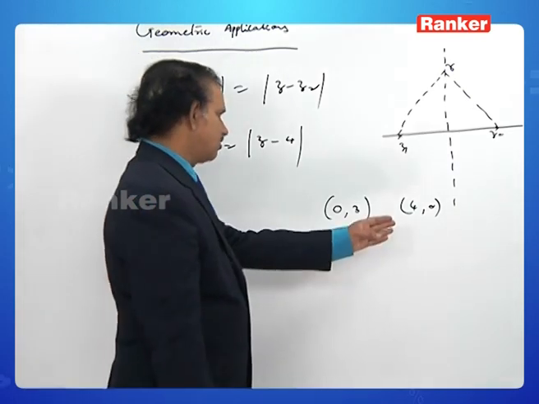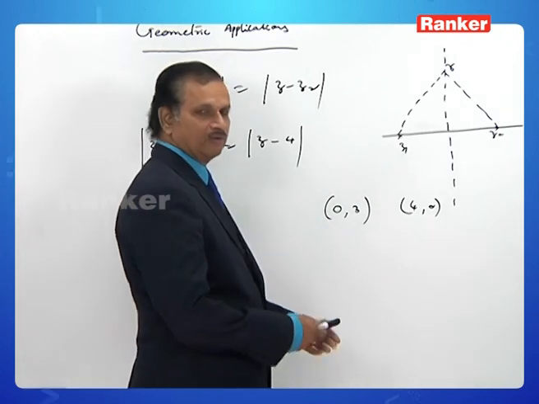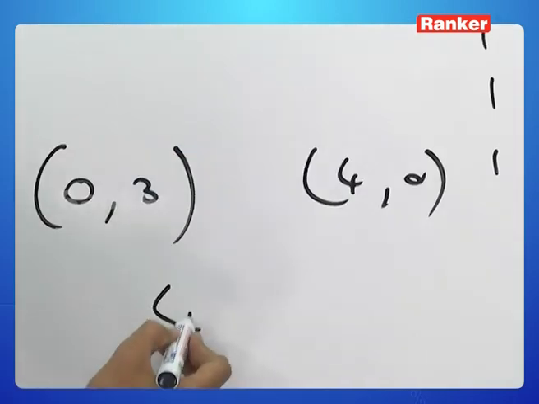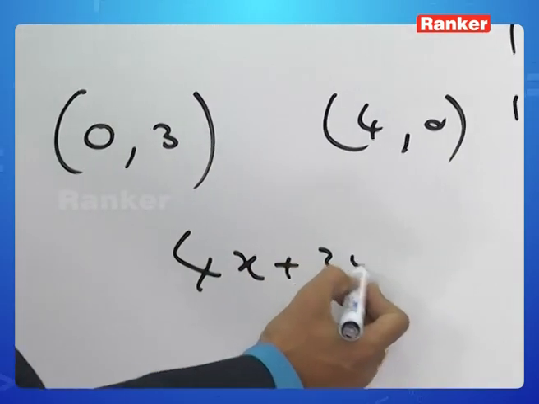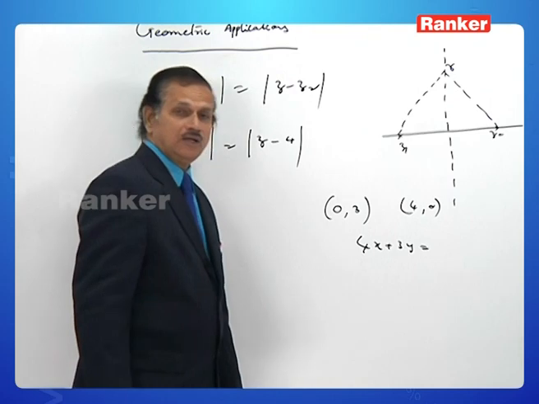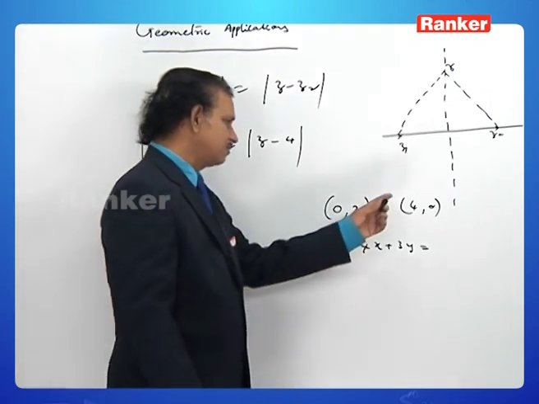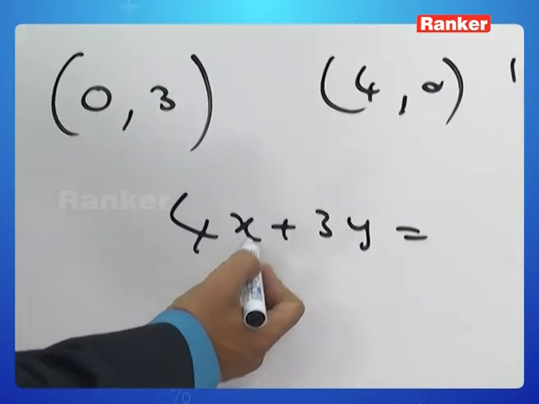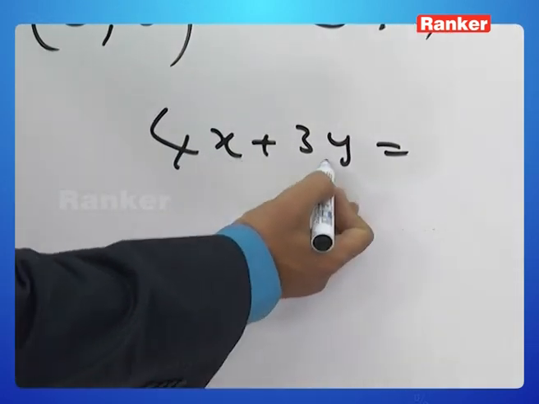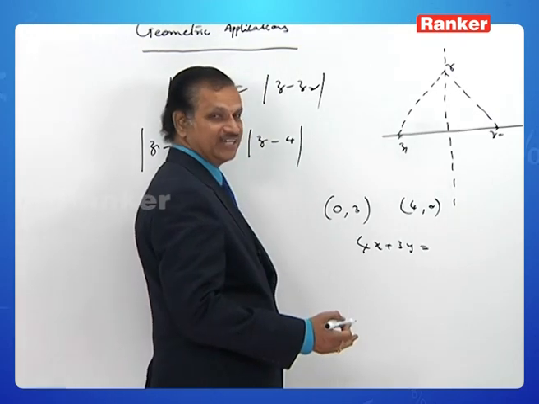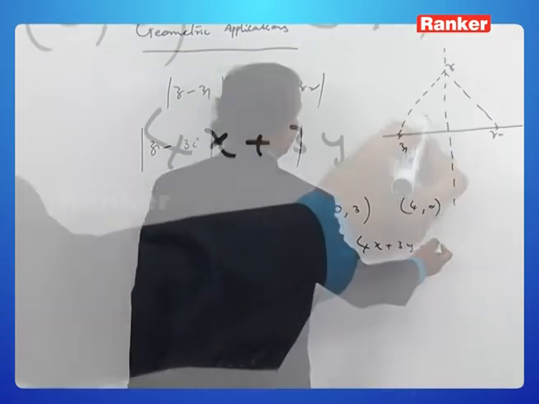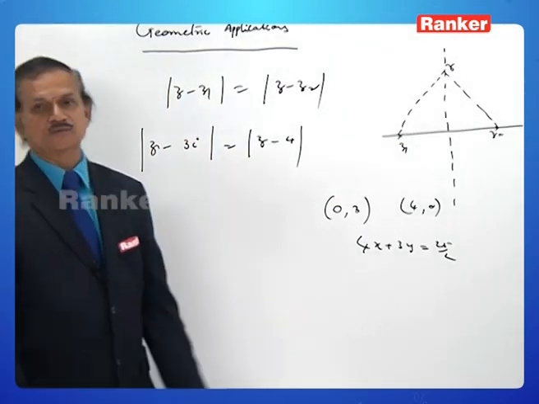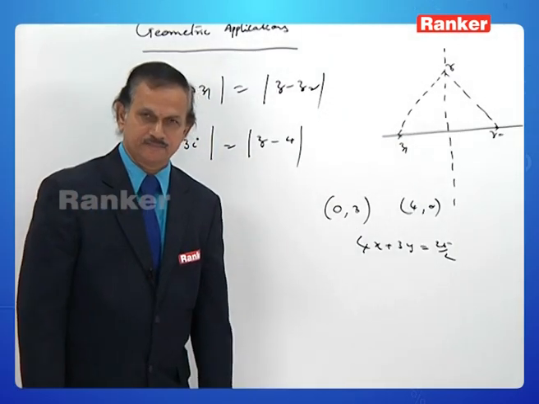That's all. What is the slope of this? Minus 3 by 4. Perpendicular bisector means slope will be 4 by 3. So it must be 4x plus 3y is equal to something. Then it passes through the midpoint of this. What is the midpoint of this? (2, 3 by 2). 2 times 4 is 8 plus 9 by 2, that is 25 by 2. This is going to become the correct answer. 4x plus 3y is equal to 25 by 2.